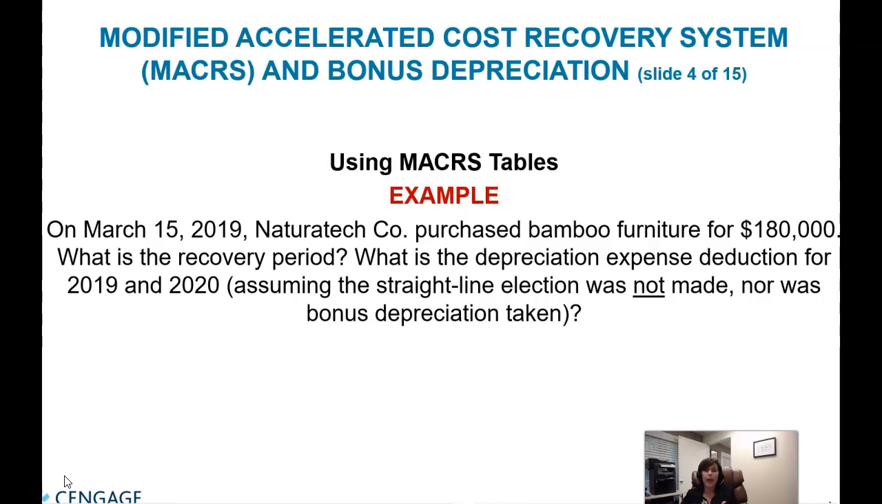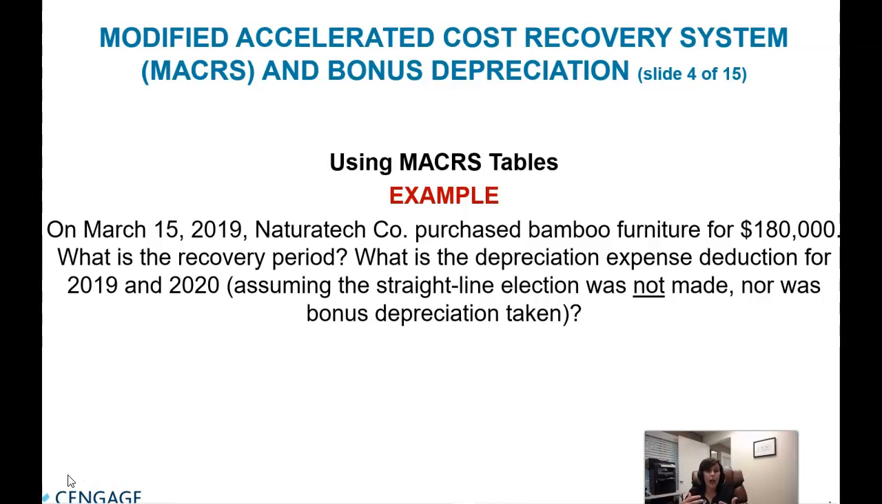So we've got March 15th, 2019, the Naturatech company purchased bamboo furniture for $180,000. First, you have to say to yourself, okay, what is this asset? What are we depreciating? The answer is office furniture. Now that we've made that determination, the next question is, what's the recovery period for office furniture? And table 8.1 in your book tells you that that is a 7-year recovery period.